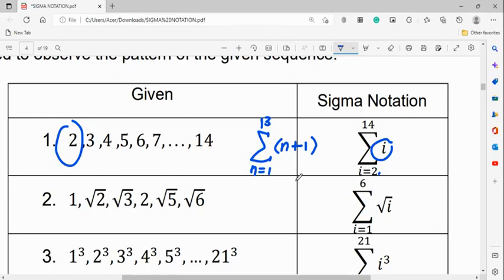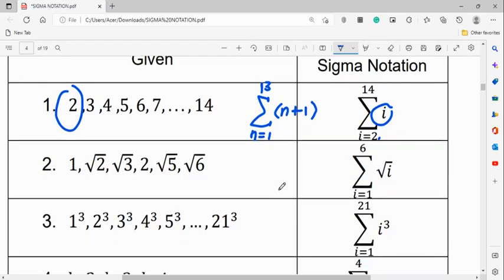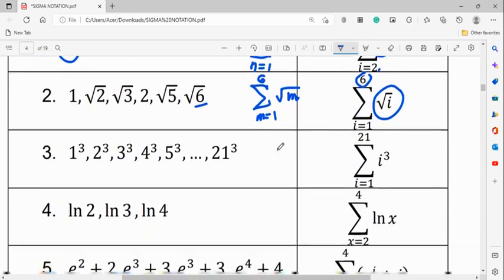In number 2 naman, kapansin-pansin that 1 is a perfect square, 2. Makikita natin that this is applicable. This is true. Okay? Again, siya sa 6. As you can see here, square root of 6. Again, if you don't like to use i, you can use another letter. For example, you make use of m. Then m starts from 1 to 6. Okay?